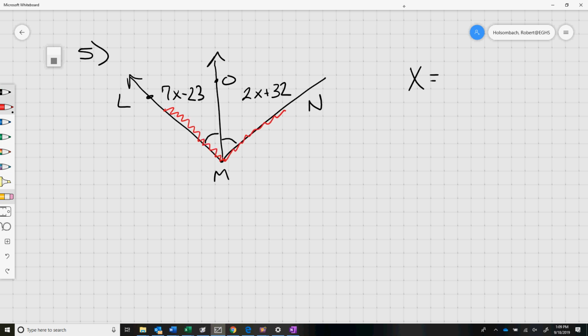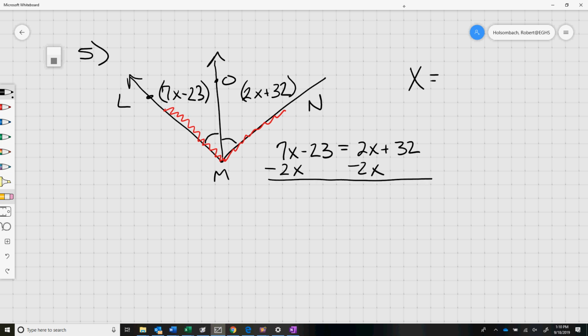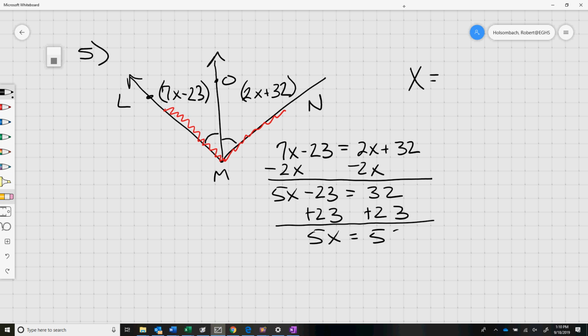You take 7x minus 23, and if these two angles are equal to each other, then these two expressions are equal to each other. So 7x minus 23 equals 2x plus 32. You can subtract 2x from each side. So 5x minus 23 is equal to 32. You can add 23. So 5x equals 55, and then divide by 5. Your x will equal 11. There's your first answer. So your x is equal to 11.